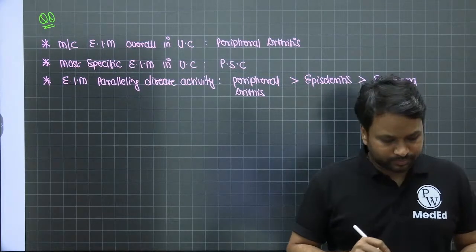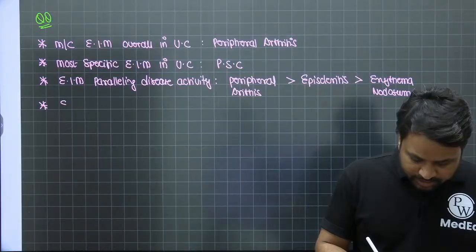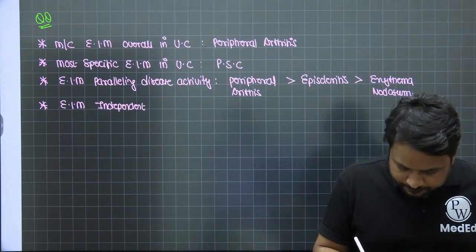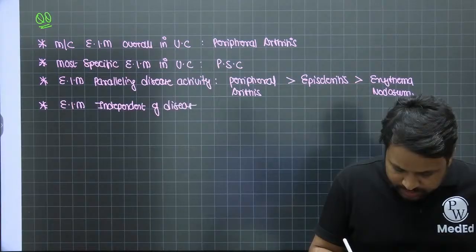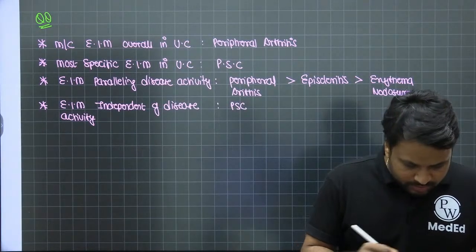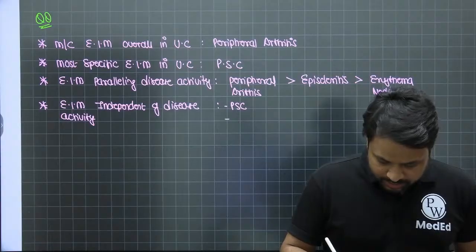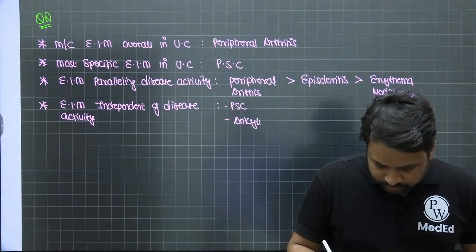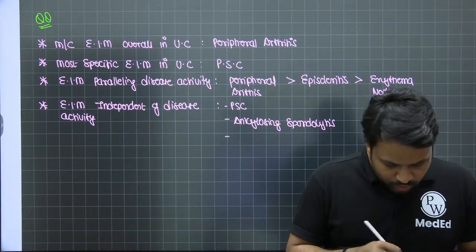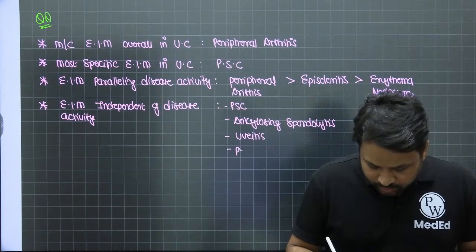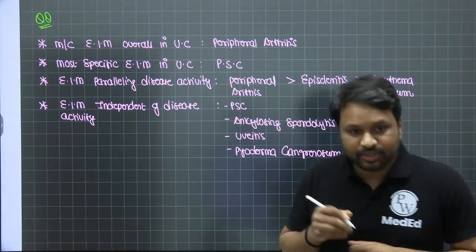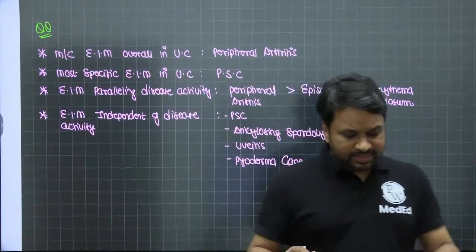Then you have erythema nodosum, right? Question: if I change it to extra-intestinal manifestation independent of disease activity, independent of disease activity, the answer is primary sclerosing cholangitis. Primary sclerosing cholangitis, ankylosing spondylitis, uveitis, and pyoderma gangrenosum. Okay? So these are your previous exam questions, right?